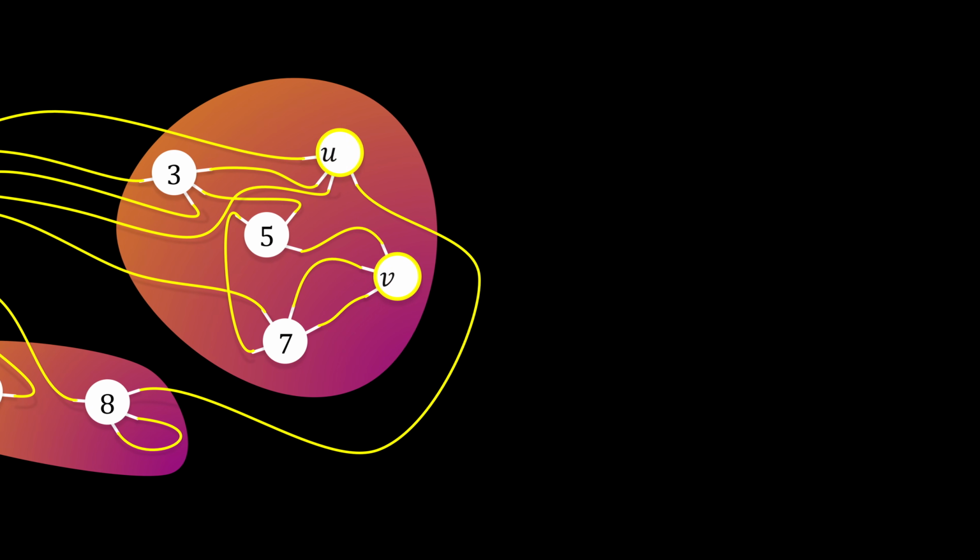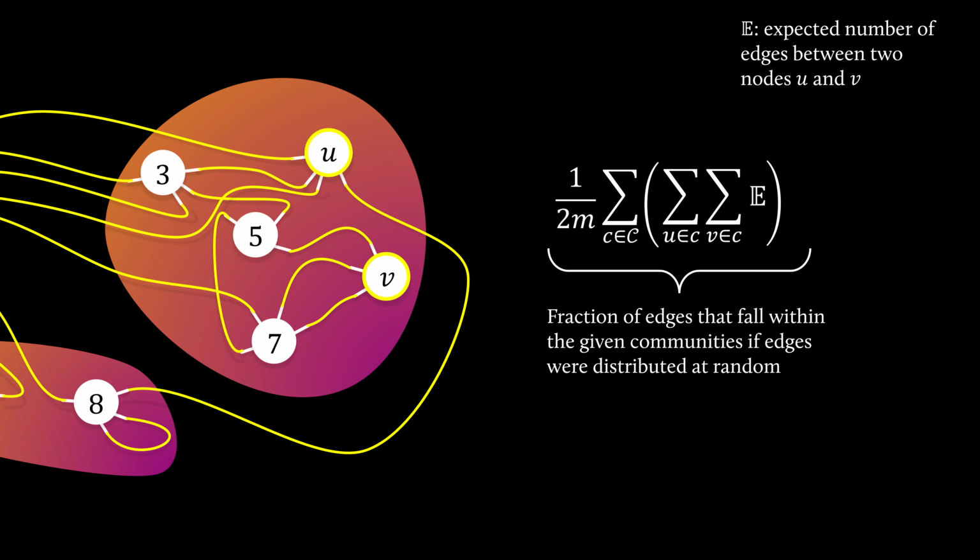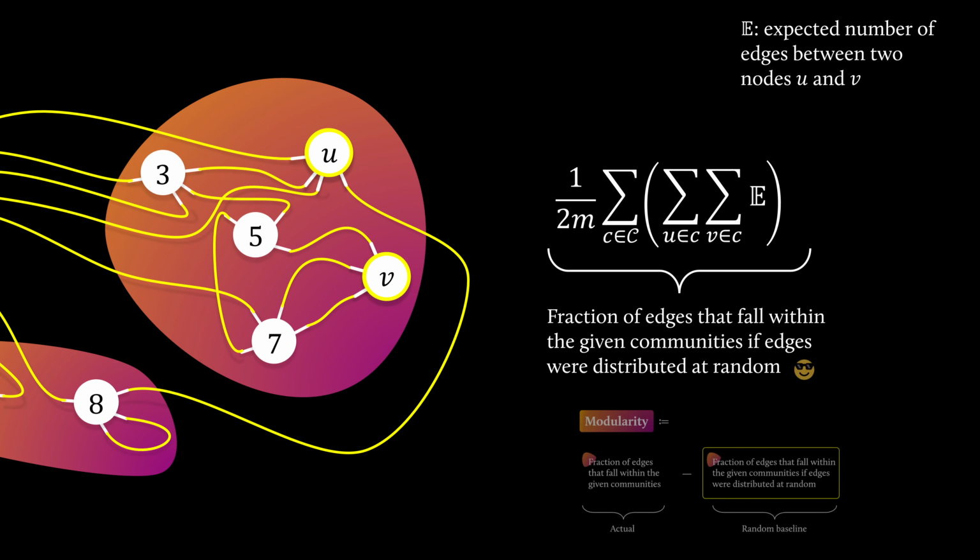What is the expected number of edges between any nodes u and v in the same community? If we knew this expected value, we could easily get the fraction of edges within communities, just as we've done before, by summing over all edges within communities, doing this for every community, and dividing by the total number of edges. That's exactly what we need for our modularity formula.